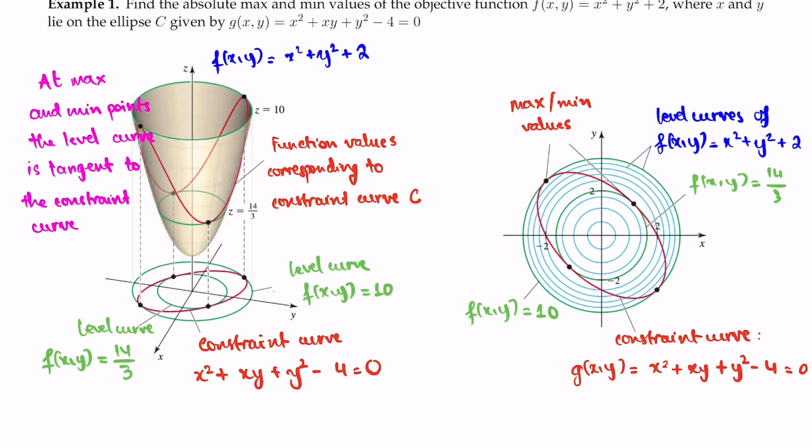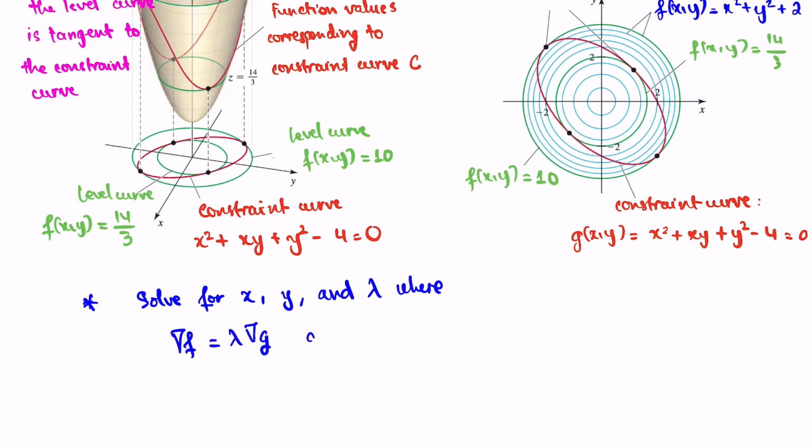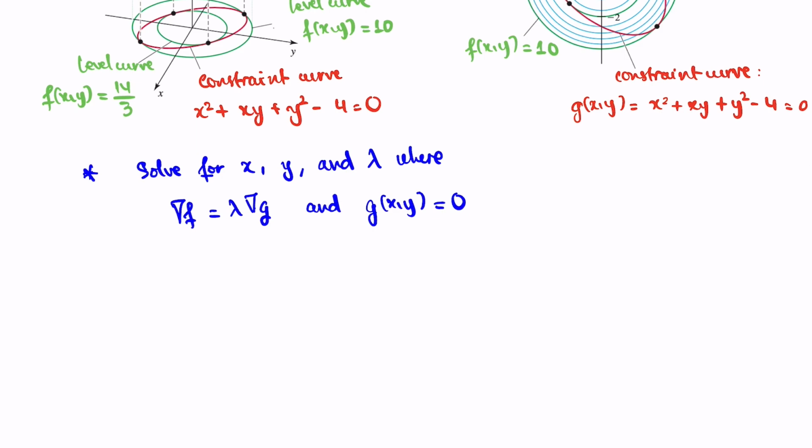In the first step, you need to find the values of x, y, and lambda, if they exist, that satisfy the equations: the gradient of f equal to lambda times the gradient of g, and g of x y equal to 0. So for the first step, you need to solve for x, y, and lambda, where the gradient of f is equal to lambda times the gradient of g, and g of x comma y equal to 0. So you know the function f, you know the function g. We're going to find the gradient of each function as follows.